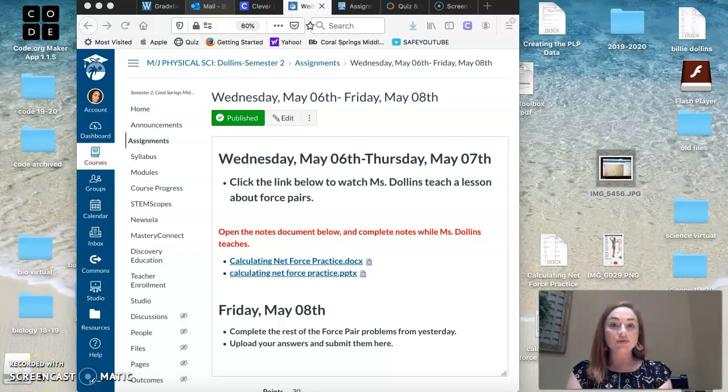I want to walk you through the activity that I want you to do on Wednesday, Thursday, and Friday this week. We've been learning about force pairs, how when there is an action, there's going to be a reaction. Those force pairs can be balanced or unbalanced. We're going to walk through some practice problems today where you're calculating net force.